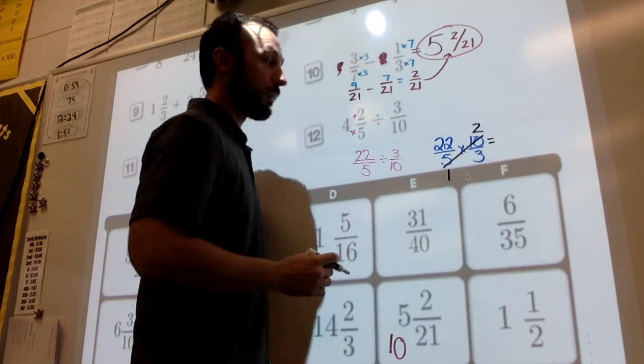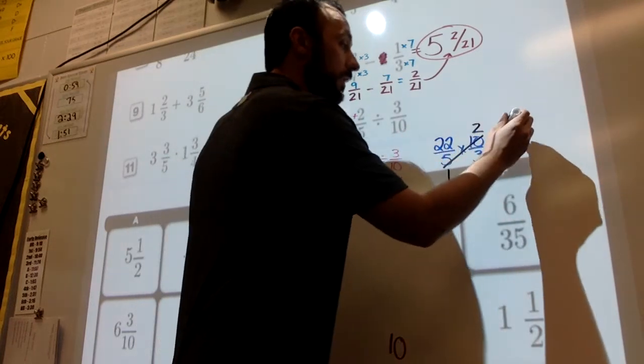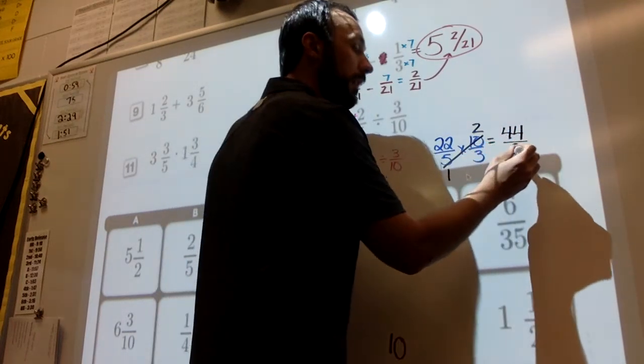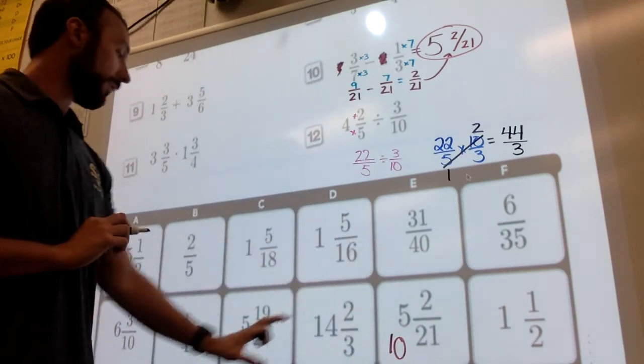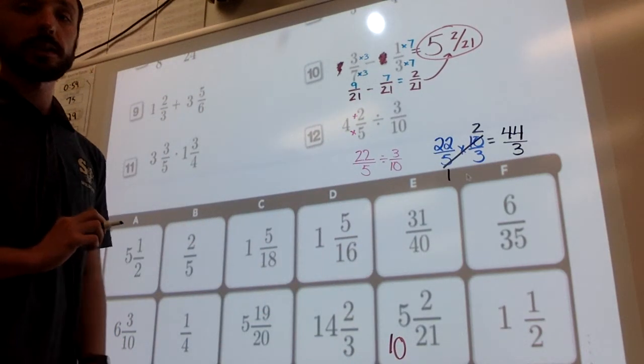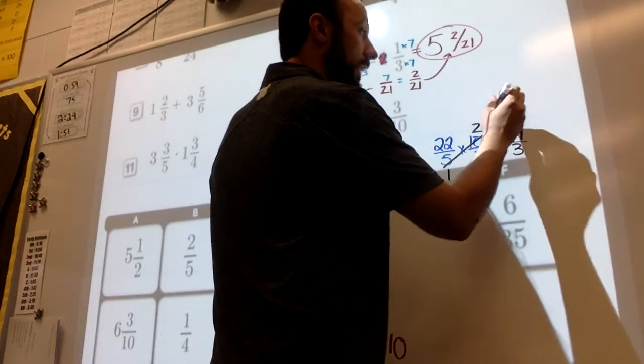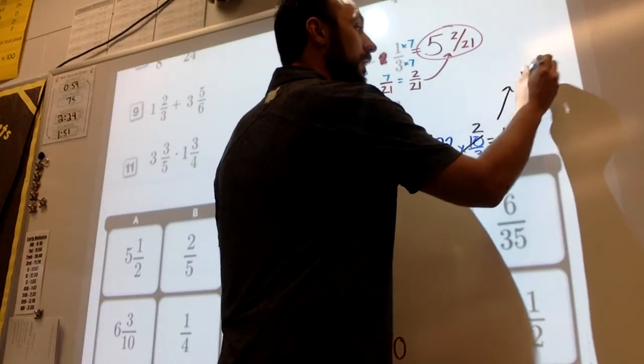So now I just multiply across. 22 times 2 is 44. 1 times 3 is 3. You'll notice that 44/3 is not down here anywhere because it is still an improper fraction, so I need to make it proper. I do that by tipping it over and dividing. I'm going to do that up here.